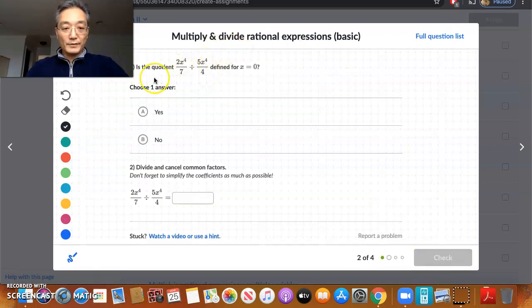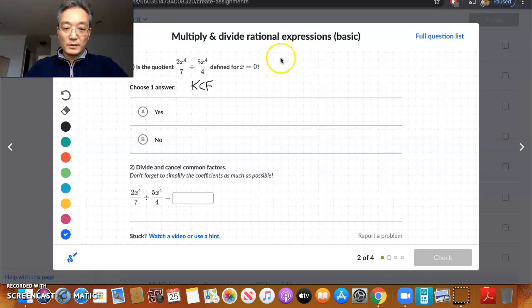Now we have a division. What we must remember in a division is we want to turn this into a multiplication. So before we actually start doing the steps, we want to use keep, change, flip. Always turn a division into a multiplication using keep, change, flip.